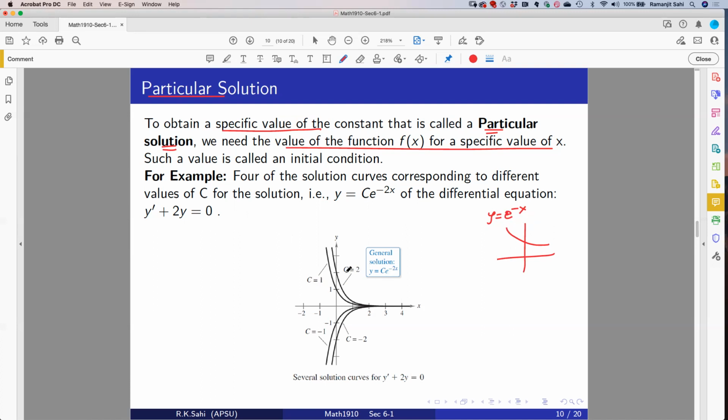Now here, if I put c to be 2, what is going to happen? This graph is going to move up. Here, c is 2, and this is where your graph goes down. If your c is negative 1, you see the graph has flipped from this graph. And then if you put c to be negative 2, these are four different solution curves to our differential equation y prime plus 2y equals 0.